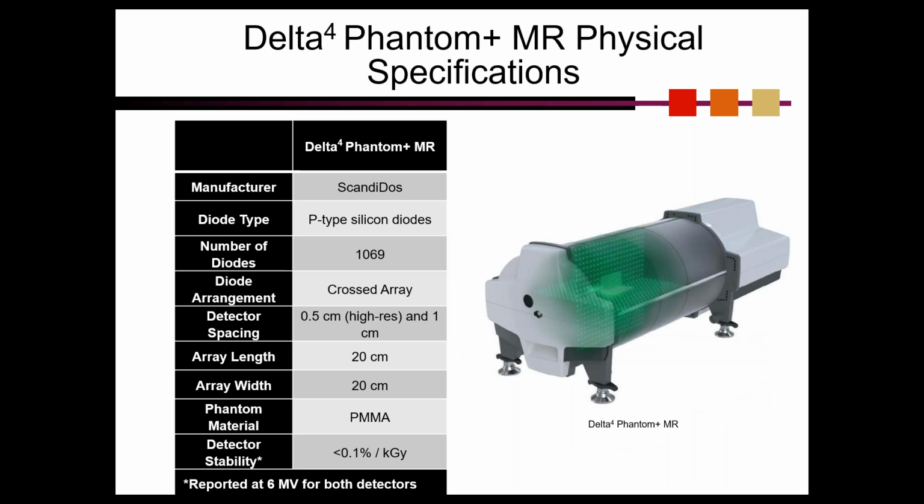Speaking of the Delta4, I've shown a table here summarizing its main physical properties. We see that the Delta4 makes use of 1,069 P-type silicon diodes arranged in a crossed array pattern. The detectors themselves are nominally spaced 5 millimeters apart in the central 6 centimeter high resolution region and 10 millimeters apart elsewhere. But multiple measurements can also be combined and offset by 2.5 millimeters to effectively achieve a 2.5 millimeter resolution near the center. The array length and width are both 20 centimeters, and 2 measurements can be combined to measure extended fields larger than the 20 centimeter active region if required.